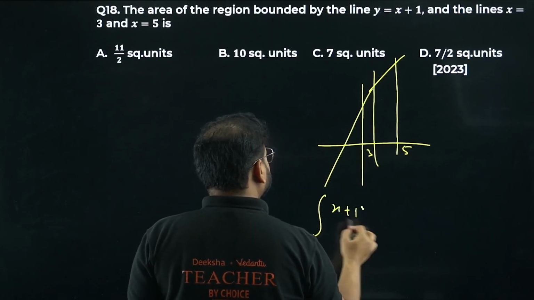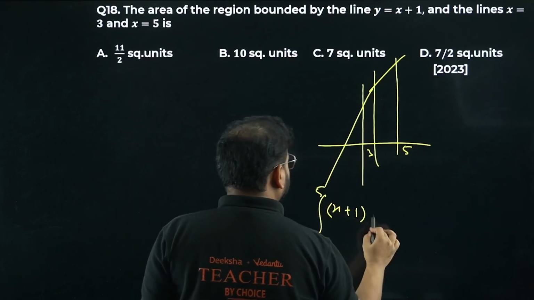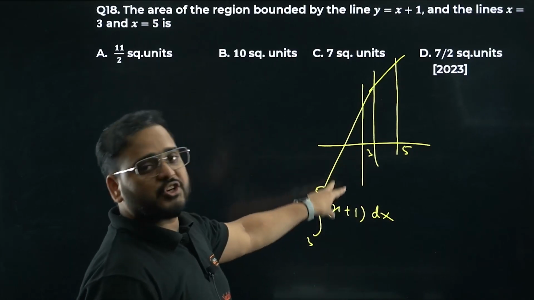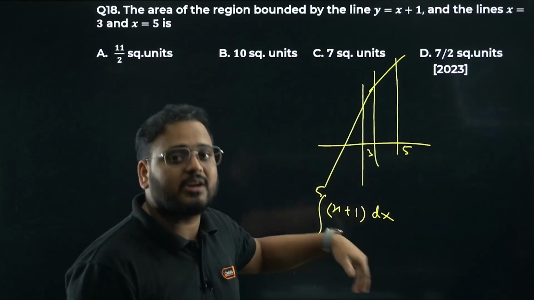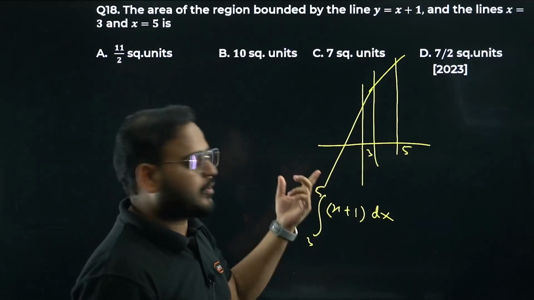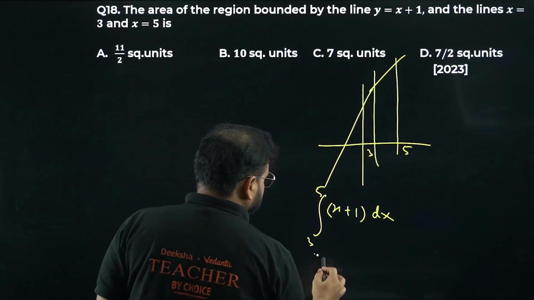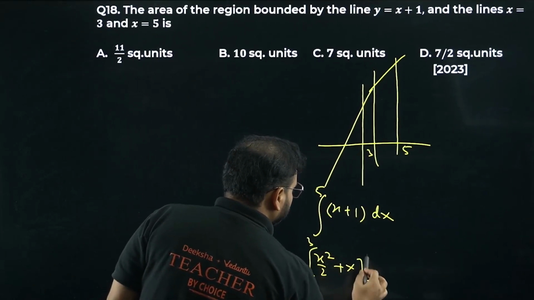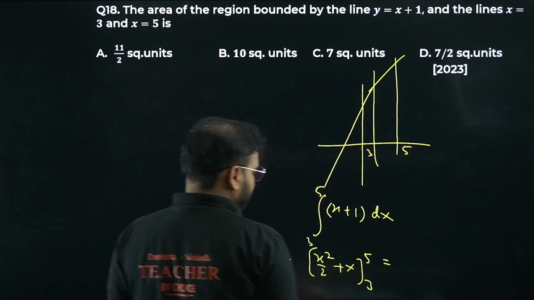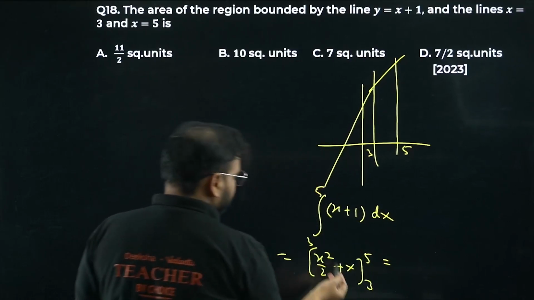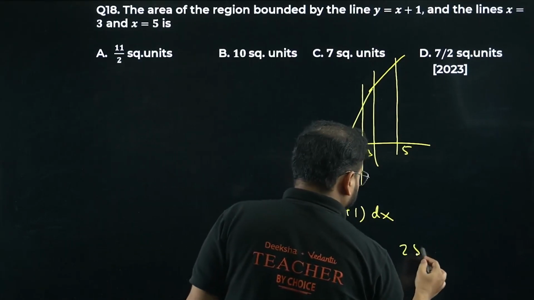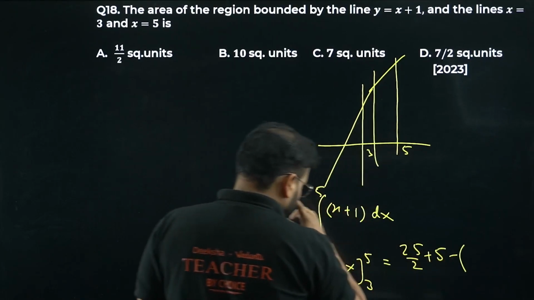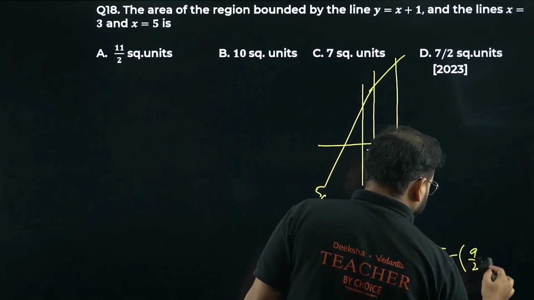x plus 1 integration from 3 to 5. Please cross check for the negative region. If you have a negative region, then make the bifurcation and take the modulus for the negative region to get the result positive. Area is going to be positive. So you'll have x square by 2 plus x from 3 to 5. You get, please check, 25 by 2 and you have plus 5, minus sign, 9 by 2 plus 3.